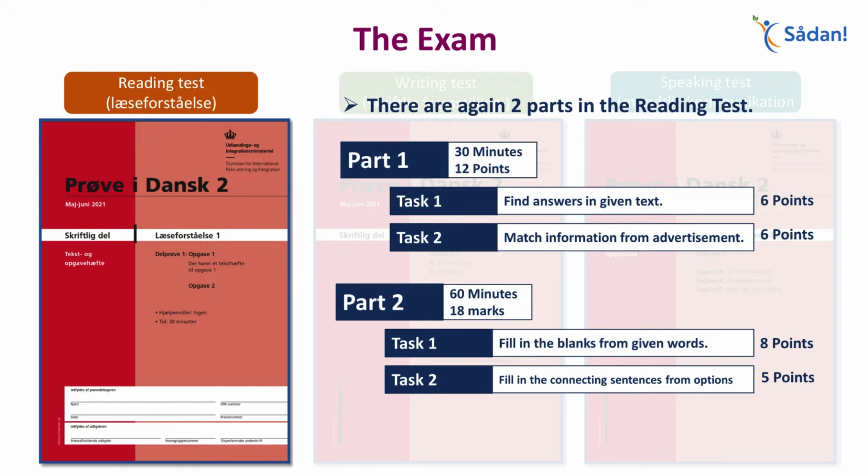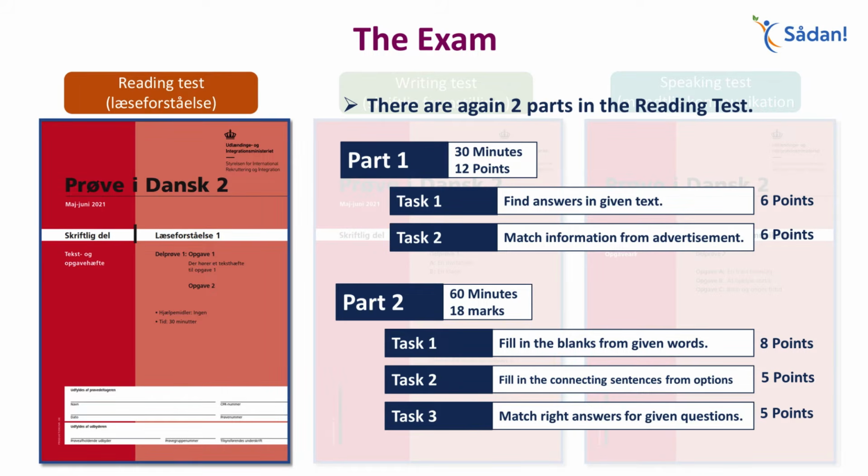The last task of the reading test, that is Task 3, is about matching the correct answers for the questions of an interview. There will be interview questions on one side and answers to those interview questions on the other side, and you need to match those correctly. There are 5 questions for this task which carries 5 points in total.